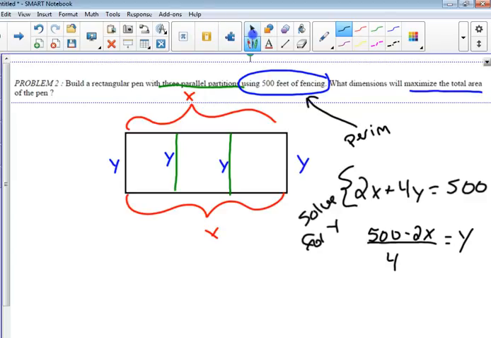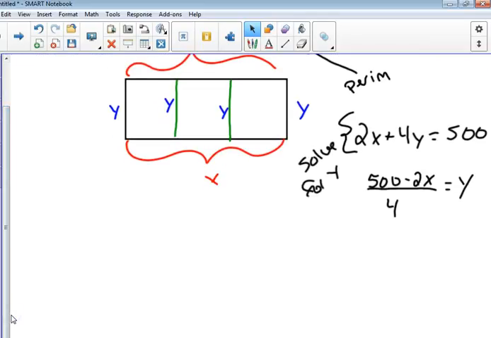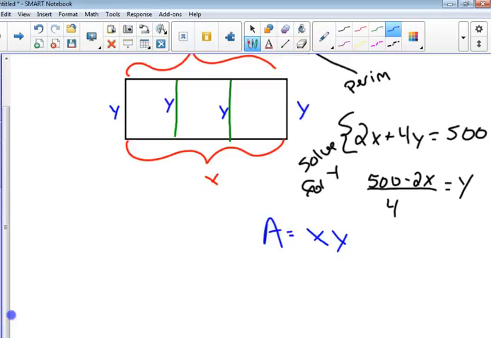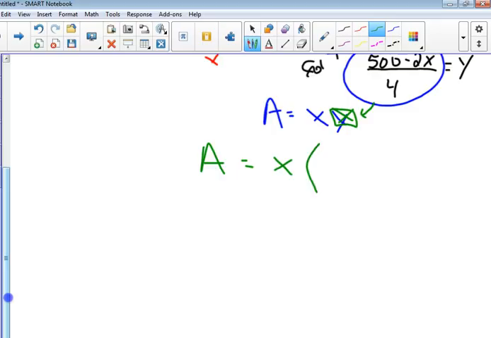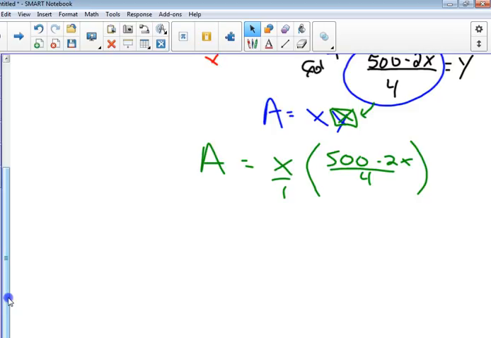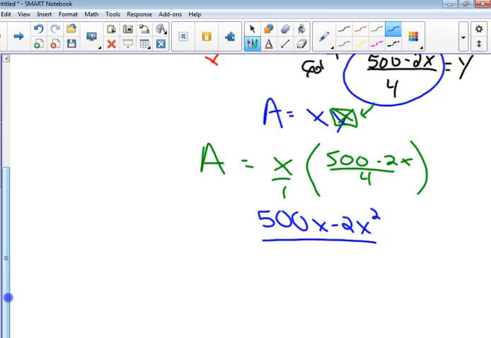Okay. Now, since we're trying to optimize the area, if you were doing the area of this, how would we represent it? X, Y, good. Length times width, right? So now if you know y equals this, we're going to make a substitution. We're going to get rid of this part and put in the y in its spot. So now when you simplify this out, we'll get 500x minus 2x squared over 4 is the area.